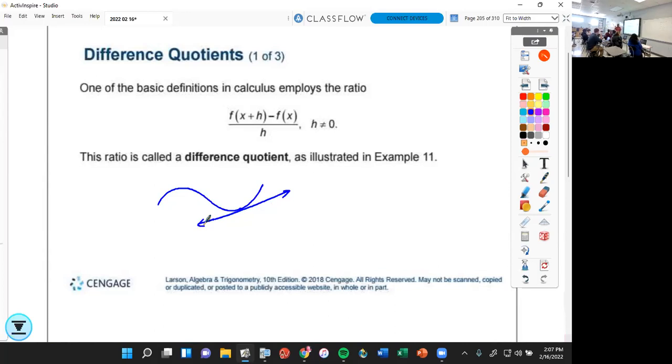x minus x. Y minus y over x minus x, which gives you 0 over 0. You can't do this. So since we can't do this, calculus brings in this equation that says, okay, what if h is a big number? So I've got a point here and a point here. I could get that slope, right? And as that distance h gets closer and closer to 0, that would give us the tangent line.